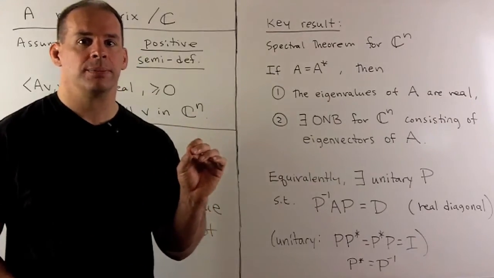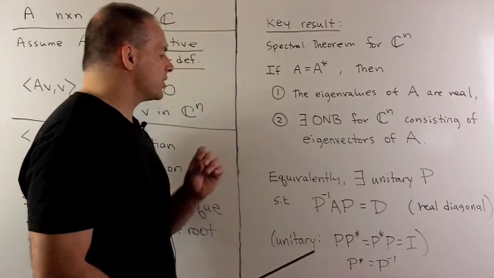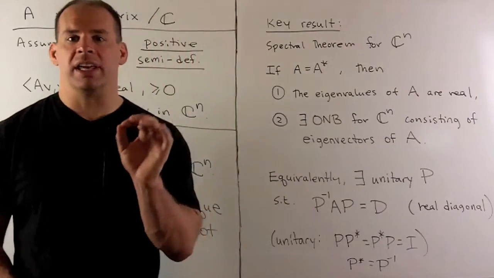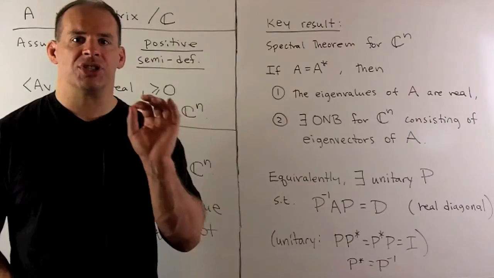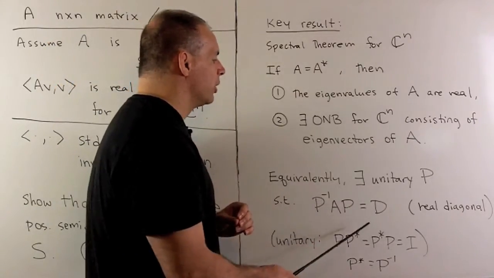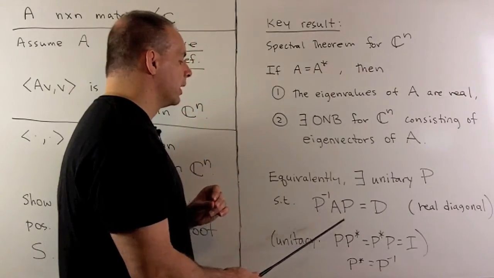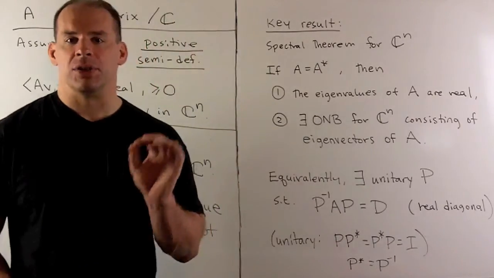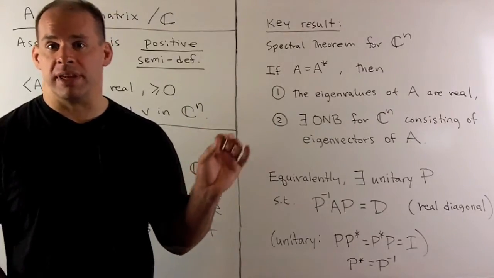Another way to state this: there exists a unitary matrix P such that P inverse AP is equal to D, where D is a diagonal matrix with real entries. So this is just saying we could change basis to get A to look like a diagonal matrix with real entries, and the matrix that I use is unitary. Now note, unitary just means that P times P star is equal to P star times P is equal to the identity, or P star is equal to the inverse of P.